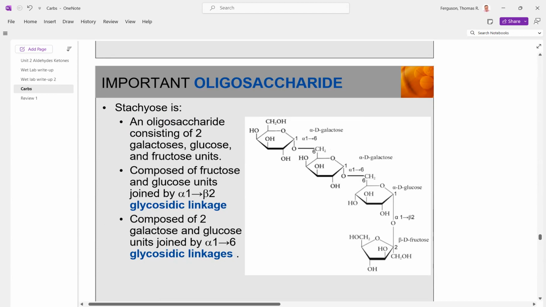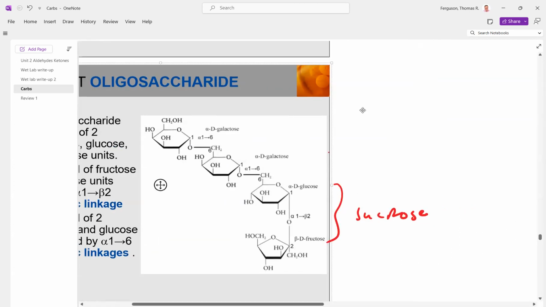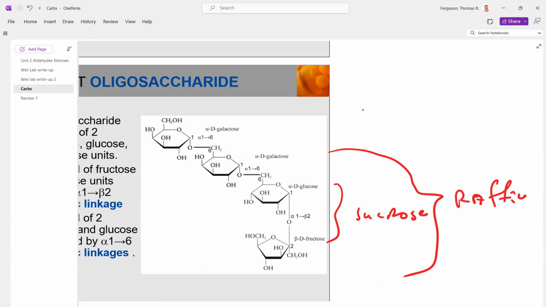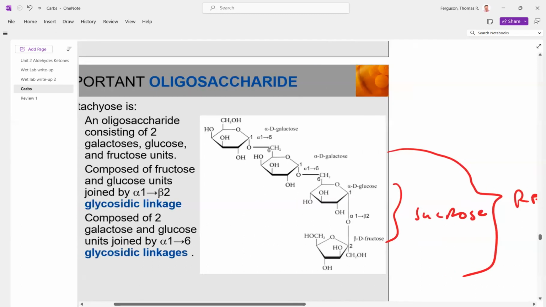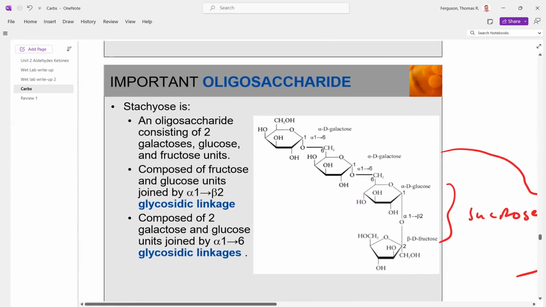The second one is called stachyose, and basically you just add another galactose on top of the other galactose. So we have sucrose, raffinose, and we just stick another galactose on top of the raffinose. And like raffinose, it's not a reducing sugar because there's no hemiacetal.